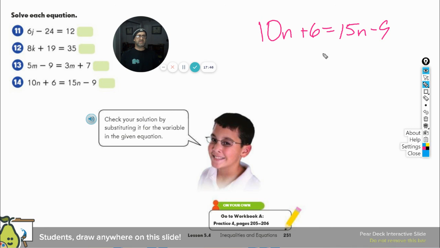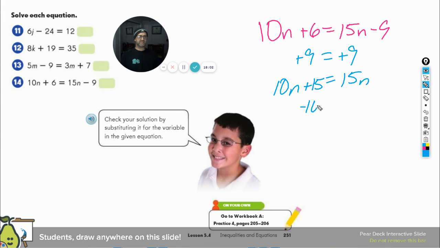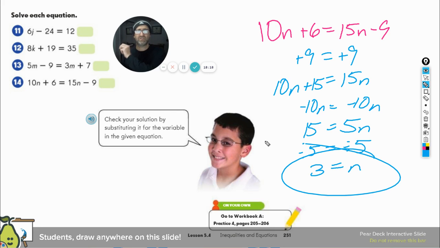Finally, 10n plus 6 equals 15n minus 9. First thing I see is that minus, so I'm going to get rid of the minus 9 by doing a plus 9. 15n minus 9 plus 9 is 15n. 10n plus 6 plus 9 is 10n plus 15. Then I'm going to get rid of the 10n because I want the n's all together. 10n plus 15 minus 10n is 15. 15 is going to equal 5n. 5 times what is 15? Divide by 5. Divide by 5. 3 equals n.